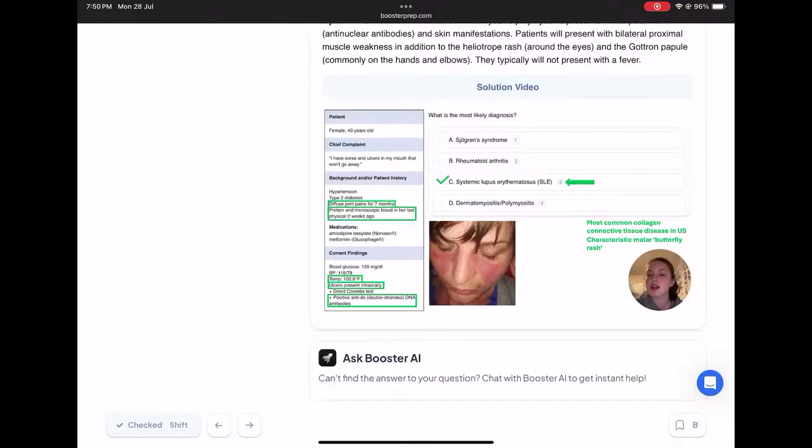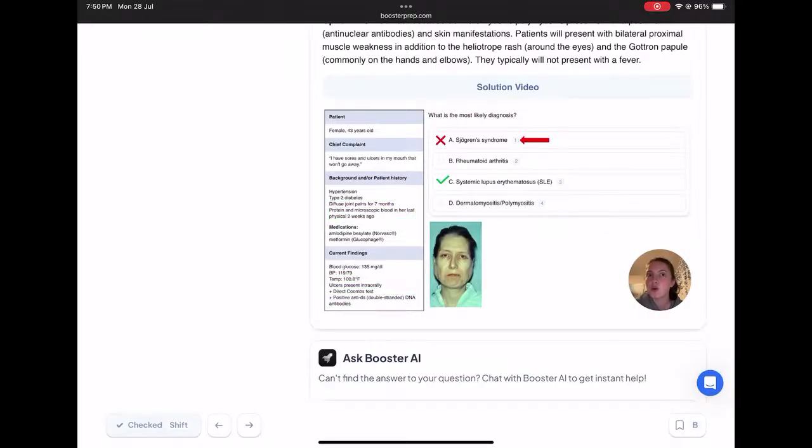So although we know this is the correct answer based on her fever, her joint pain, her oral ulcers, and her lab results, let's go through the other answer choices and briefly touch on what they are and why they're incorrect in this case. We'll start with Sjogren's syndrome. This is an autoimmune condition that attacks the lacrimal and salivary glands, causing xerostomia and dry eyes. It may also be seen in conjunction with other autoimmune diseases, such as lupus or Hashimoto's thyroiditis.